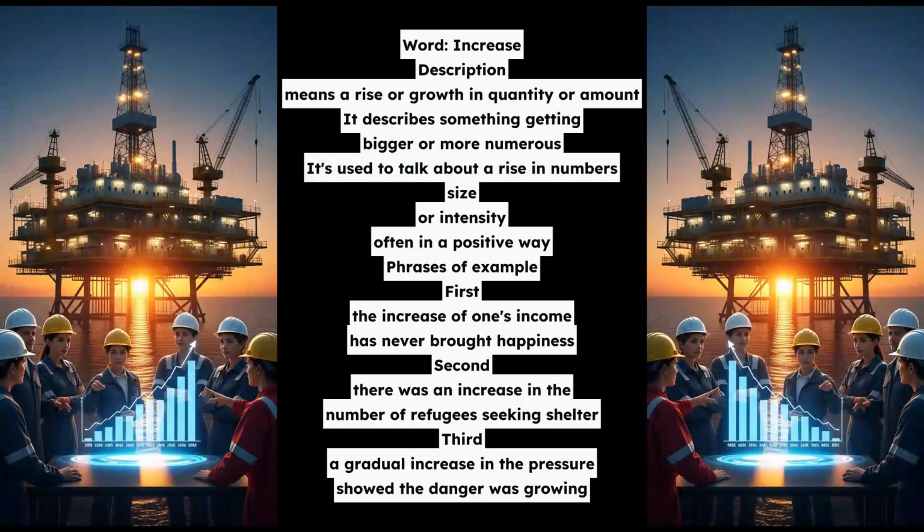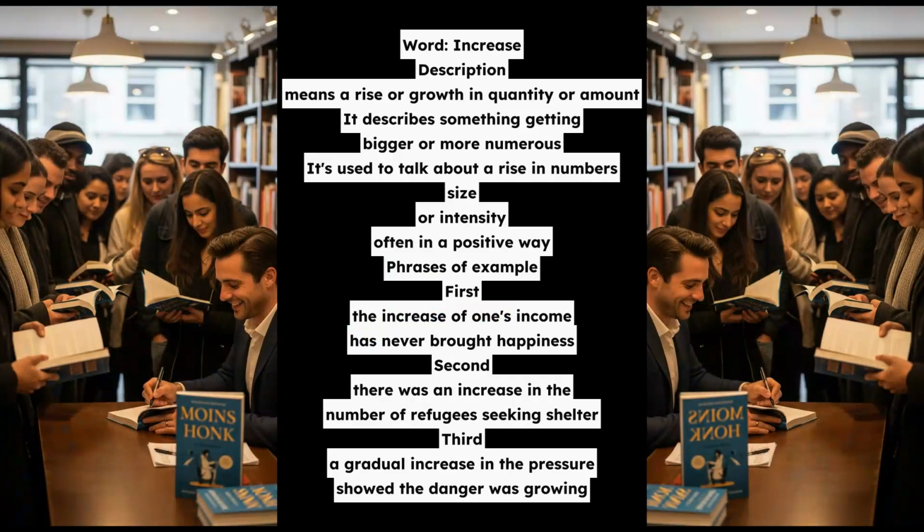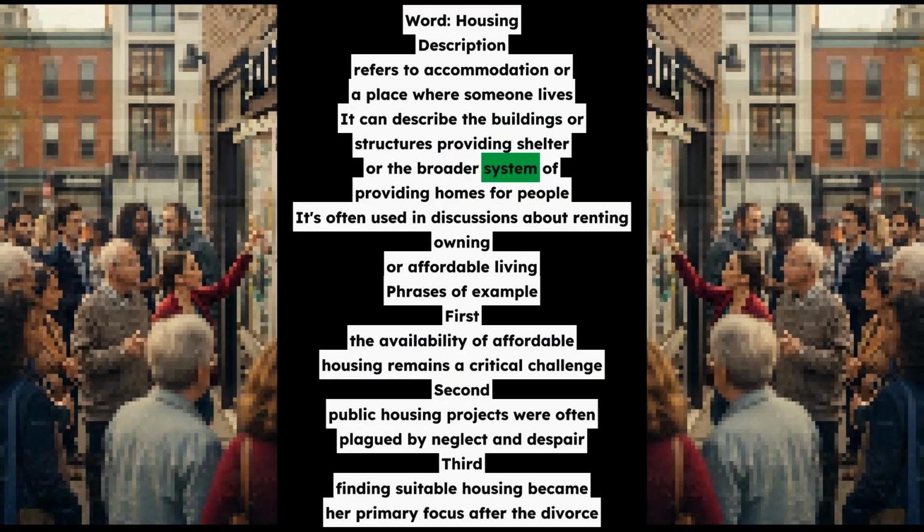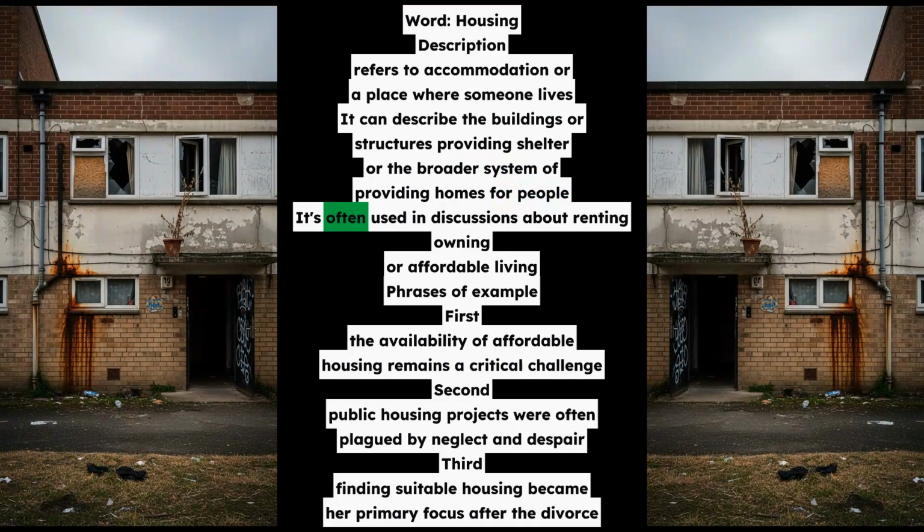Word: housing. Description: refers to accommodation or a place where someone lives. It can describe the buildings or structures providing shelter or the broader system of providing homes for people. It's often used in discussions about renting, owning, or affordable living. Phrases of example. First, the availability of affordable housing remains a critical challenge. Second, public housing projects were often plagued by neglect and despair. Third, finding suitable housing became her primary focus after the divorce.